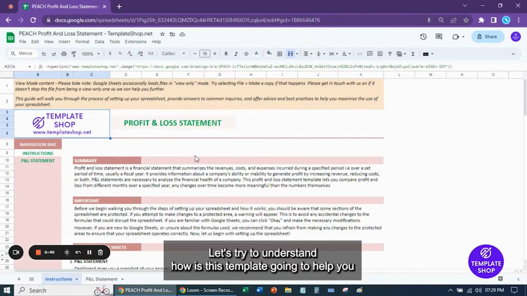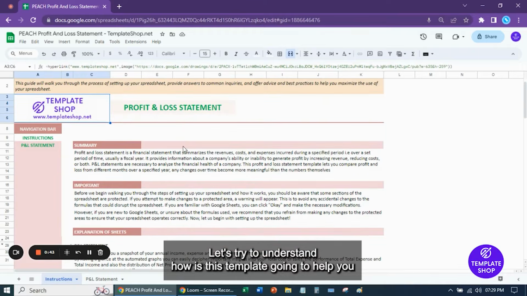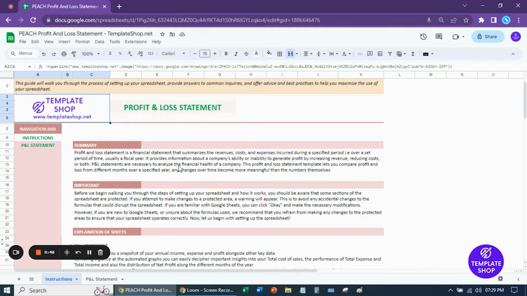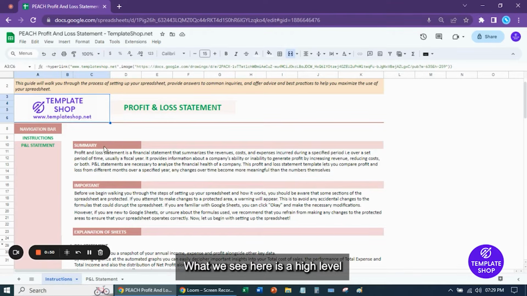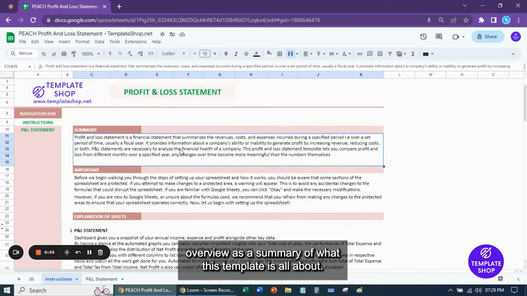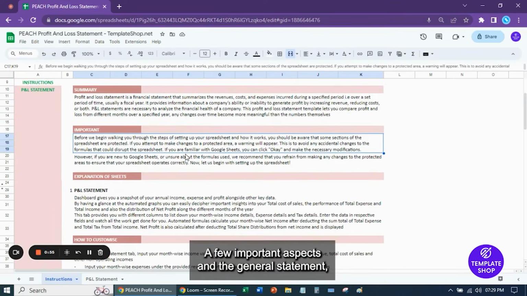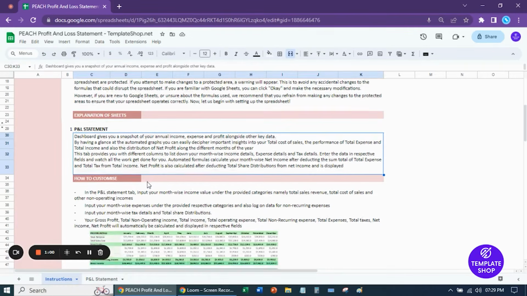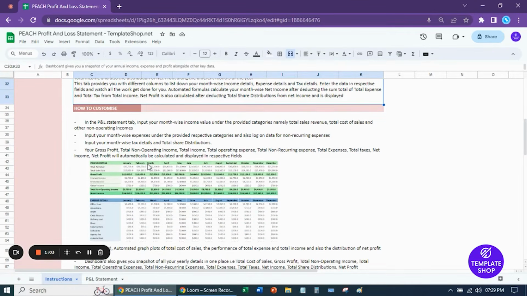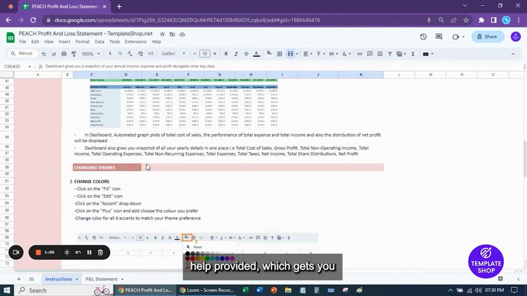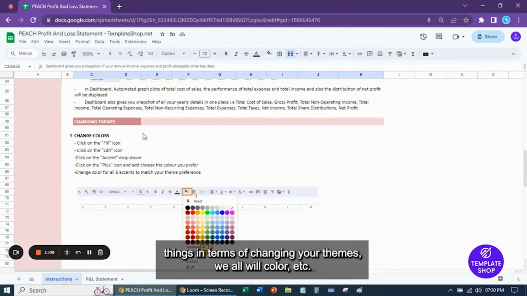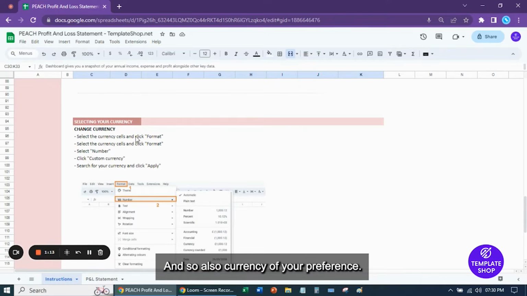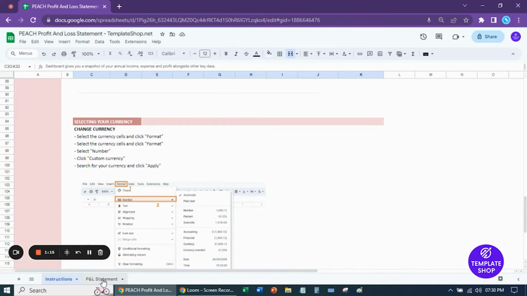Let's try to understand how this template is going to help you as a user in doing all of these and more. What we see here is a high-level overview as a summary of what this template is all about, a few of the important aspects, and the P&L statement, which is the sheet over here. There is help provided, which gives you things in terms of changing your themes, your fill color, etc. And also the currency of your preference.